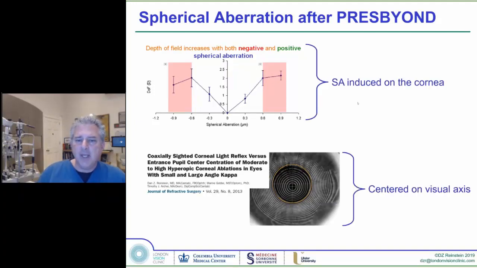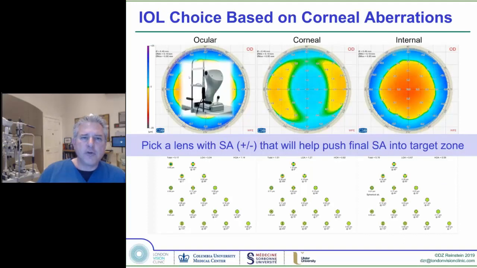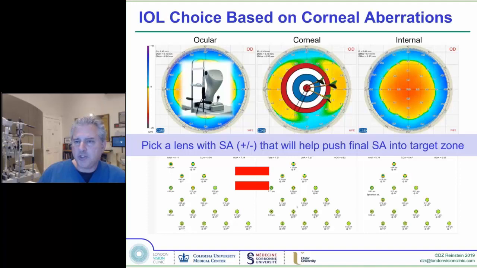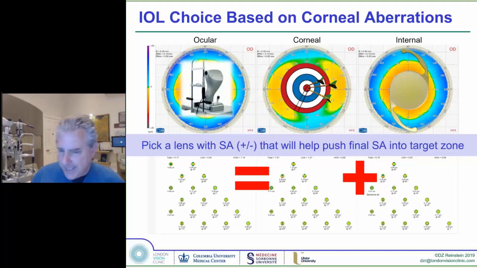And so, you've got your ocular wavefront, you've got your higher order aberrations of the whole eye, and then you've got your higher order aberrations on the cornea. And what you're trying to do is to get the corneal aberrations to add up to the lens that you're going to put in, so that the whole eye has the right amount of spherical aberration.